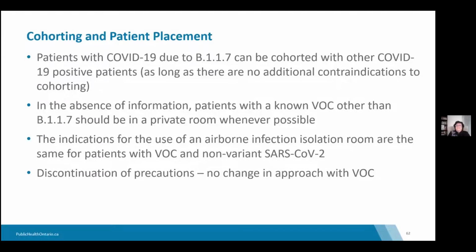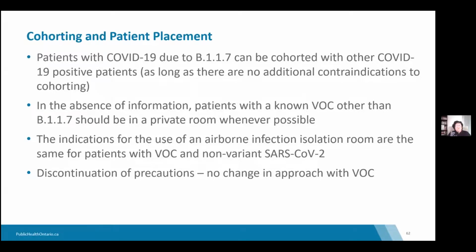So, cohorting and patient placement. First of all, in most situations, necessary transfers should proceed with the appropriate precautions, and the transfer should not be delayed because the patient's VOC status is unknown, for example. Outbreak management from an IPAC perspective remains much the same as well. And certainly facilities need to continue to consult with both their IPAC consultant and their public health experts around any VOCs that they may be dealing with, and VOCs that are not yet widely disseminated in Ontario.